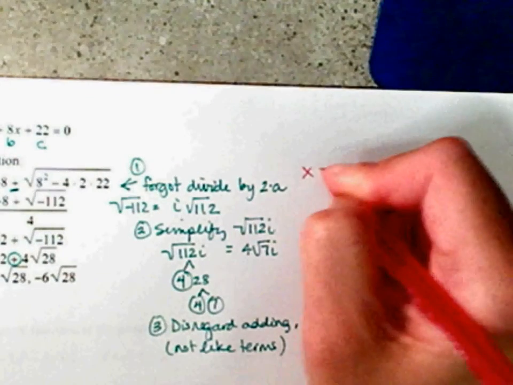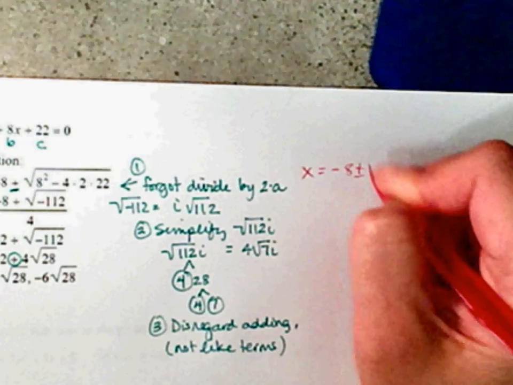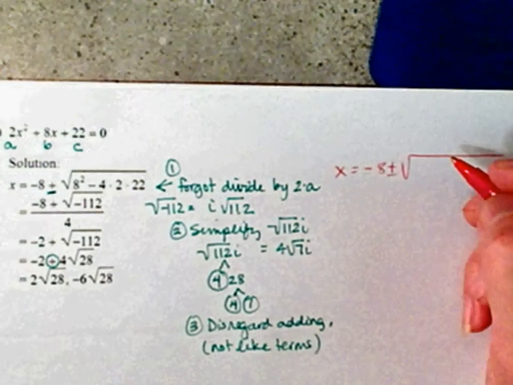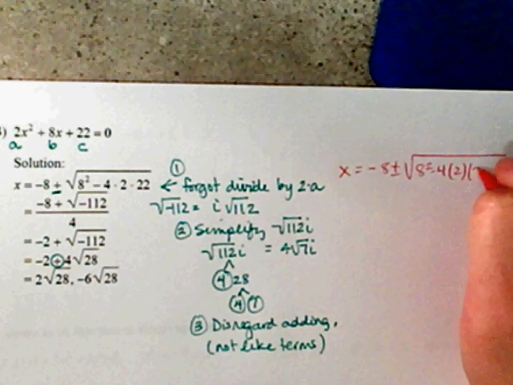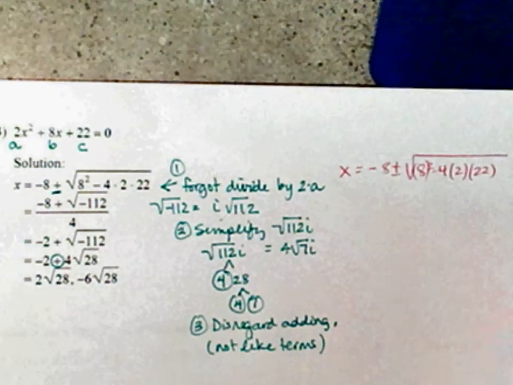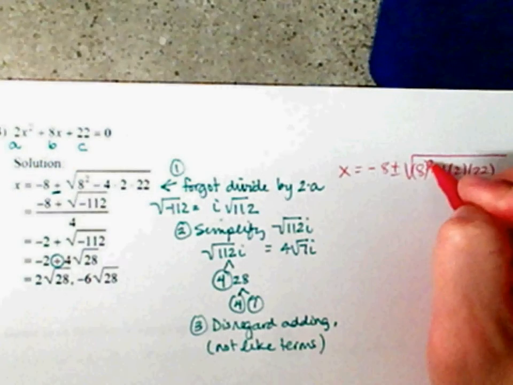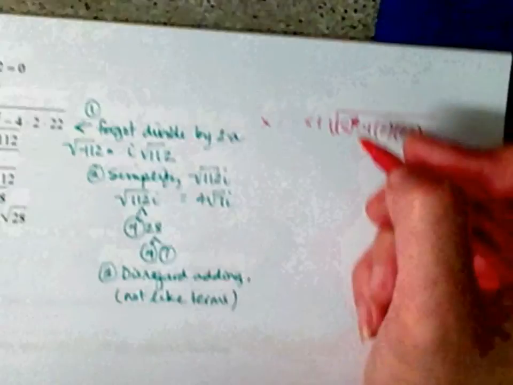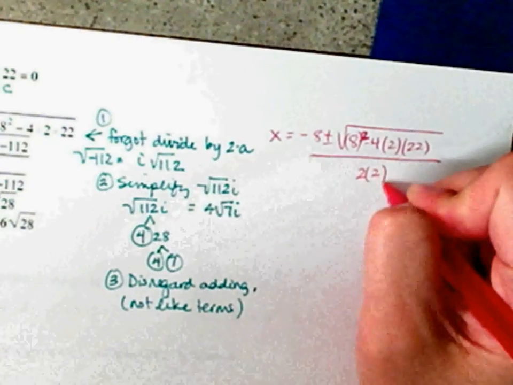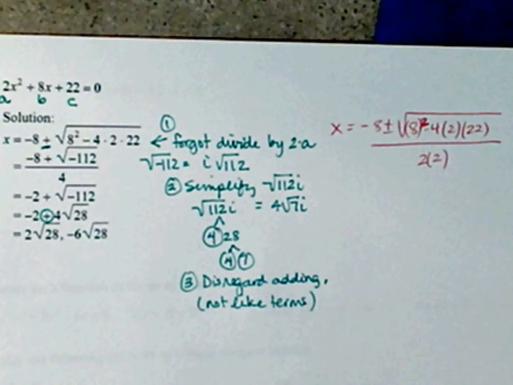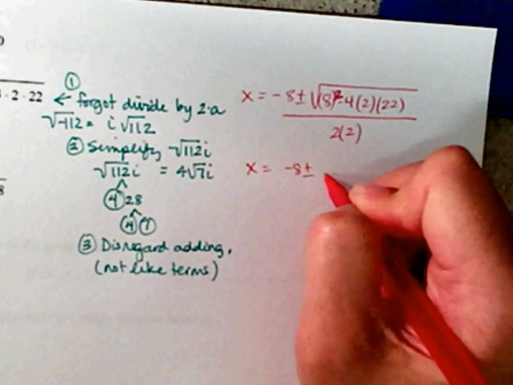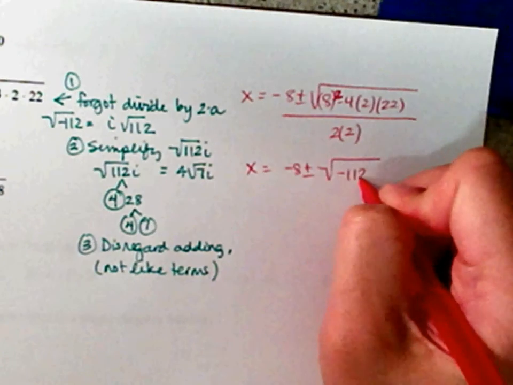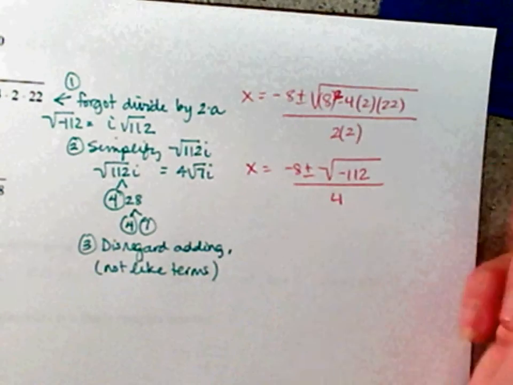Here we go. X equals negative 8 plus or minus square root, okay? So now you have 8 squared minus 4 times your A times your C. Now, I like my students to put parentheses around that just so they don't miss it. All of that divided by 2 times A. So, see it right there? Now I'm going to continue with the math. X is equal to negative 8 plus or minus, and this came out to be negative 112 divided by 4. You cannot simplify those just yet.